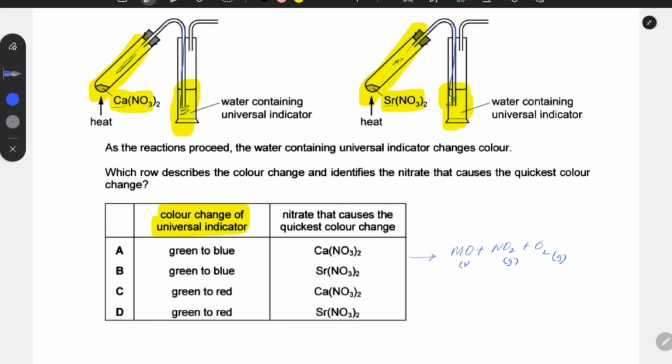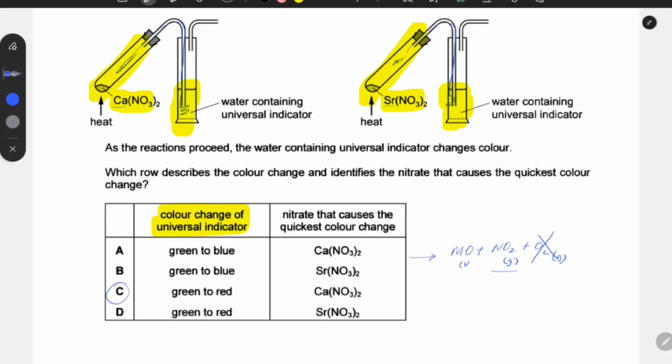Why? One gas is oxygen, which will definitely not change the color of universal indicator, but nitrogen dioxide is an acidic gas, as it is a non-metallic oxide, and non-metallic oxides are acidic. So when it dissolves in water, it will react with water to produce nitric acid and nitrous acid. That is why the color of universal indicator will change from green to red.